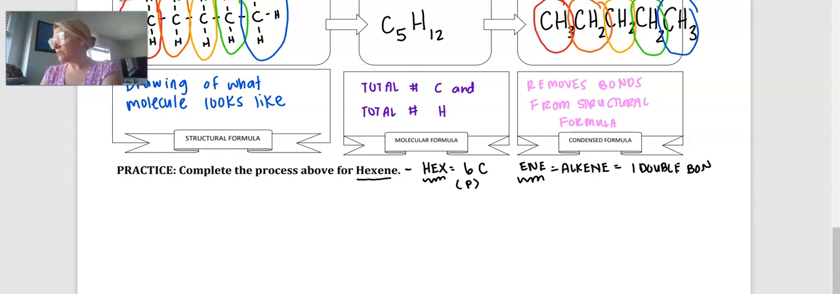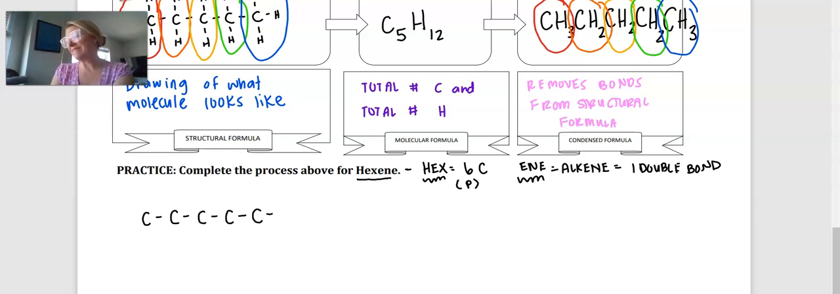All right, so now we're ready to go ahead and start drawing this out. So again, the first thing that I like to do is just draw it straight across with single bonds. We can add that double bond in later, but just to make sure that we have all of our carbons in a row, let's go ahead and draw that out. So we have 1, 2, 3, 4, 5, 6 carbons.